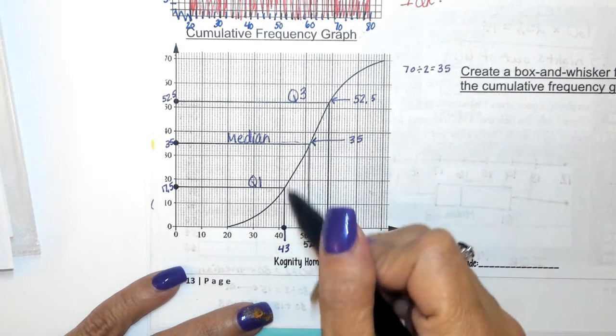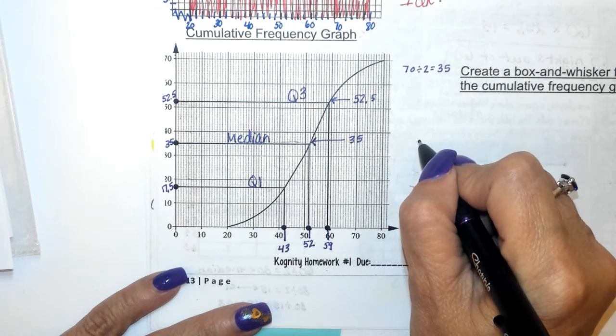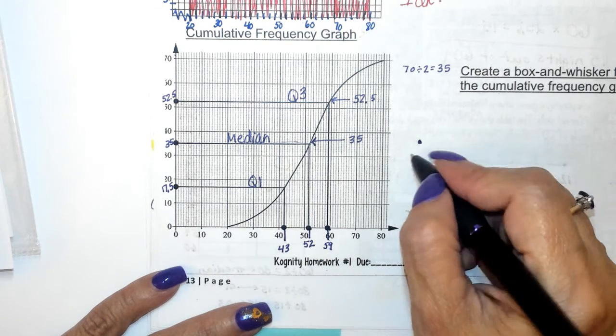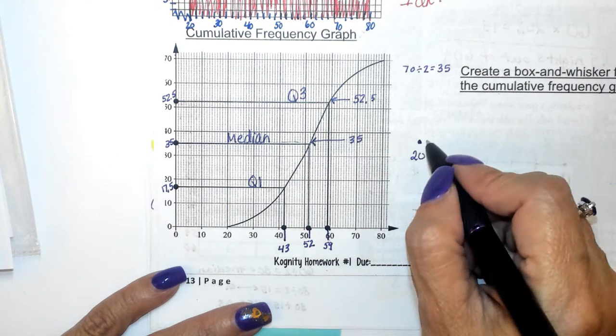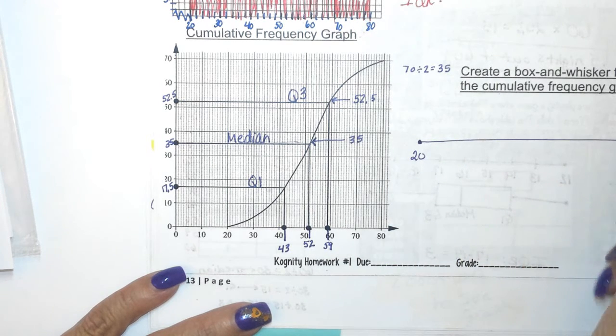And so looking at it by hand, that's about what I would guess. If I were to make a box and whisker, my lower value would be at 20. And I tend to just make a long line to start with. My upper value is at 80.